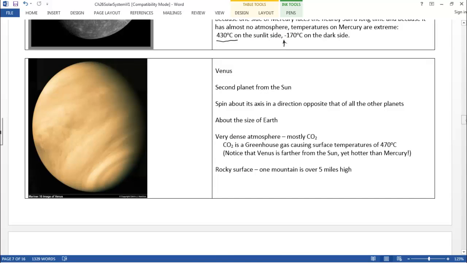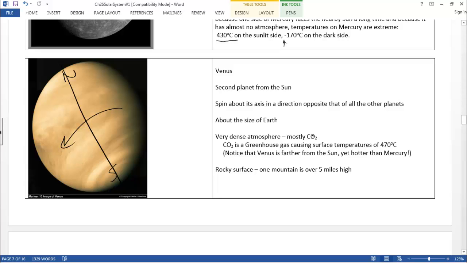Okay, Venus is the second planet from the sun. It's about the size of the Earth. And of all the planets, it's the only one that's rotating in a different direction. It spins clockwise. So if this is the North Pole and that's the South Pole, and if you look down from outer space onto the North Pole, Venus will be rotating in a clockwise sense. All the other planets, including Earth, rotate counterclockwise. That's a little different. It's a very cloudy planet.